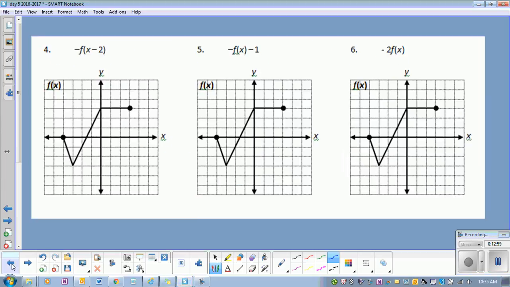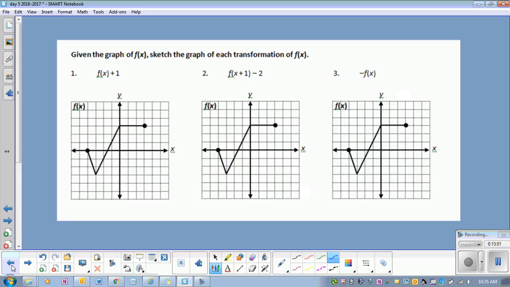Okay. Now let's go back up to the front, right underneath our table. Let's go to the graphs. Let's graph these guys. This is where I want you to use your color pencil, please, so that we can draw our new graph in a different color. If I look at number 1, f of x plus 1, how did this move? Yeah, up 1. Good. So here I'm just going to put up 1.